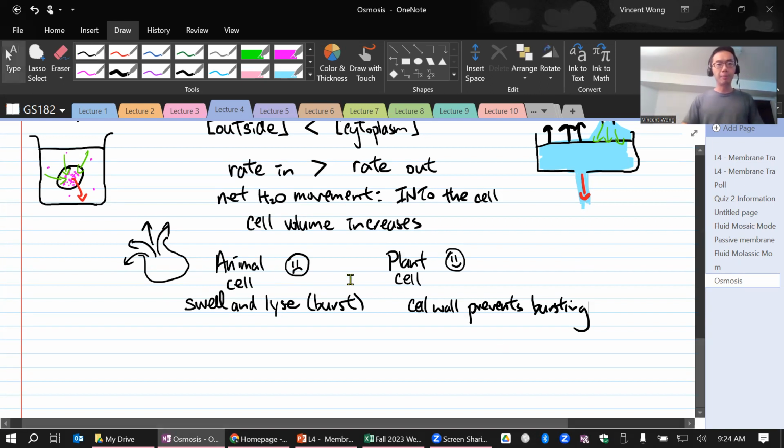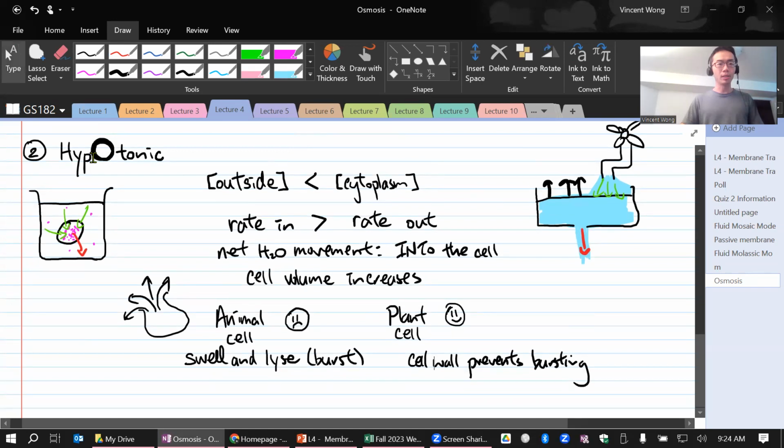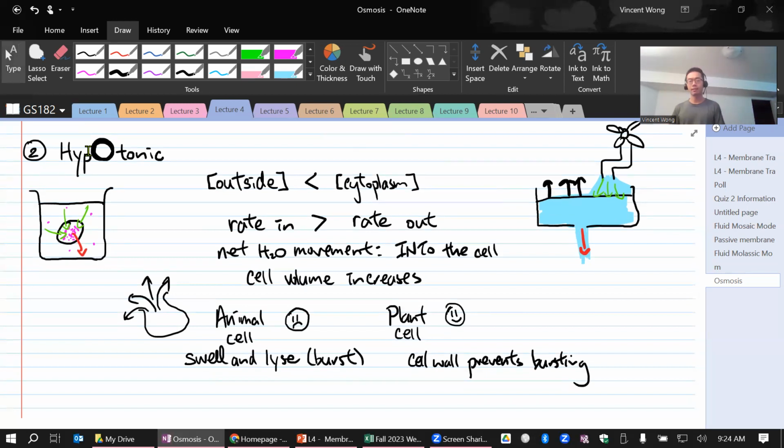So this is hypotonic. The fat O here is supposed to help you remember that they get really, really big. Okay? And it's possible to burst.